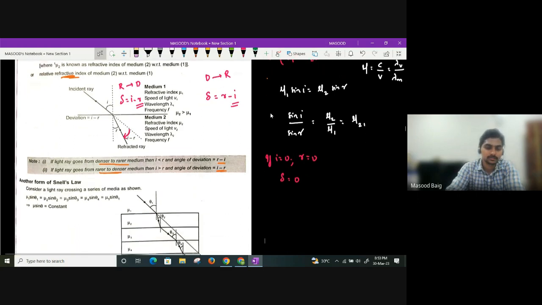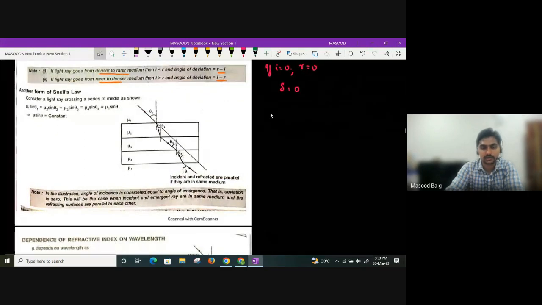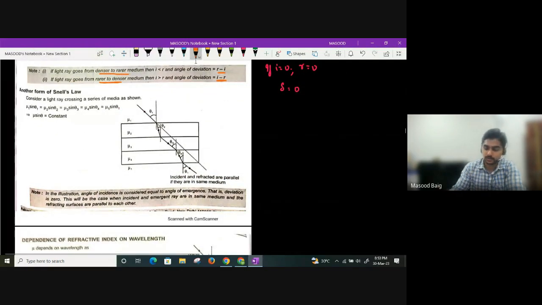How much? 0, right? The other point that you need to remember is if you have parallel refracting surfaces, a very important point which is used in the glass slab case also, guys. If you have parallel refracting surfaces, right? You see, this is our incident ray. The final ray which comes out will be called the emergent ray, guys.